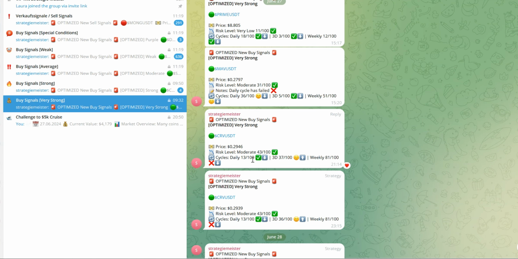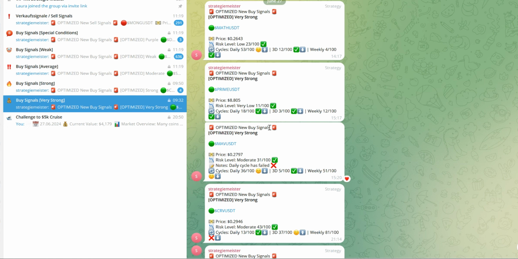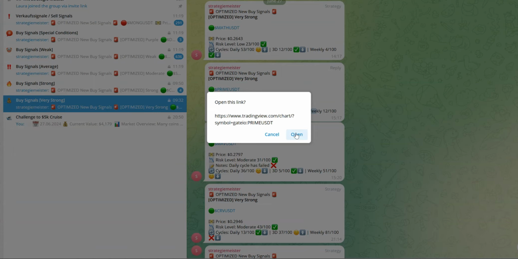So guys, you have to understand that in order to make profit in the crypto market, we have to be very patient. We would rather wait for one perfect signal a month than start day trading and lose our money. So I just approached Prime USDT, which looks very good to me. All the cycles being below 20 looks like a perfect trading opportunity. Let me enter and check it out.